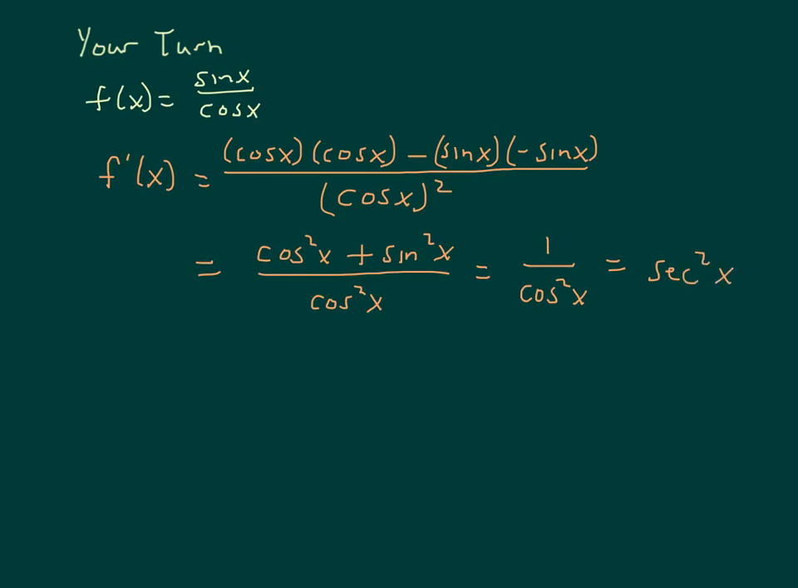But the really cool thing on this one is if you look back at what we started out with, f of x is sine x over cosine x, you say, wait a second, I know what that is. That's tangent x. So this proves to us that if I want to take the derivative of the tangent of x, I will get secant squared x. In other words, we now have another derivative formula. Not only do we have the product rule and the quotient rule, but now we know that the derivative of tangent is secant squared.